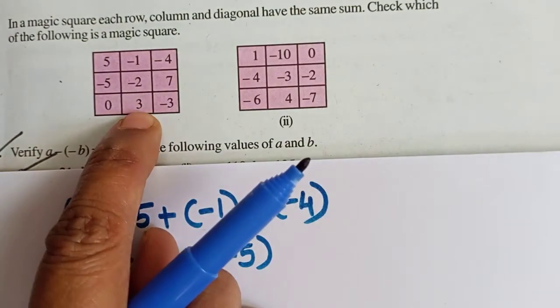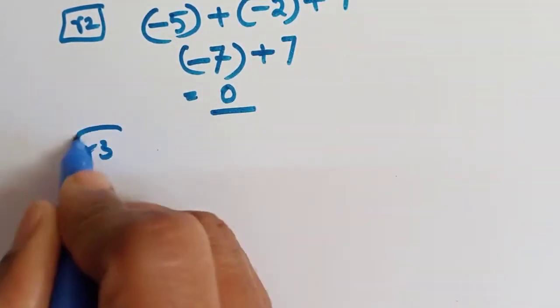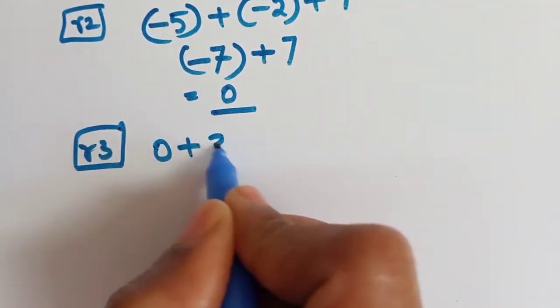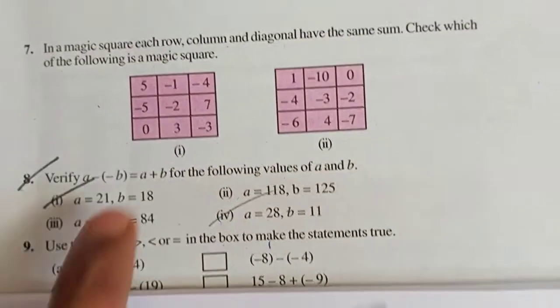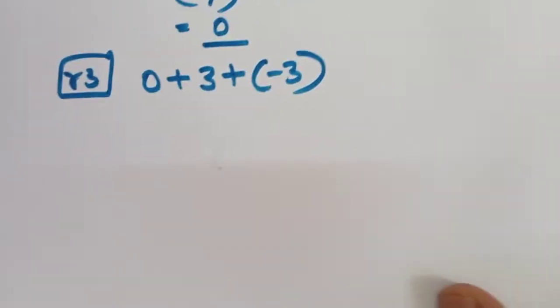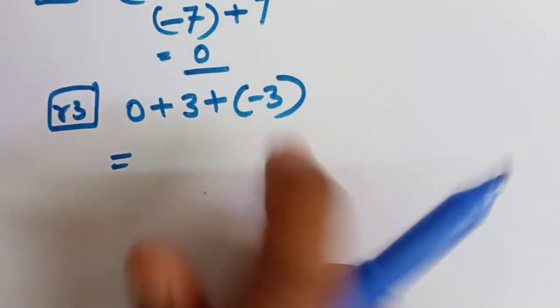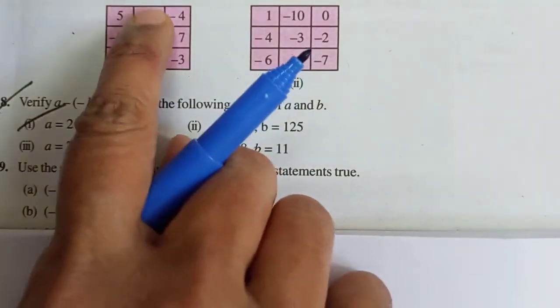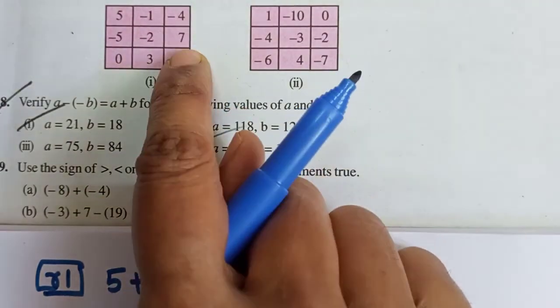Good. Let us try with the third row: 0 plus 3 plus minus 3. There are only 3 numbers in the third row, 0, 3 and minus 3. 0 is nothing, and plus 3 and minus 3 will bring again 0. So all the rows are giving you the answer 0, isn't it? Let us see the diagonal also. Columns also you can check.